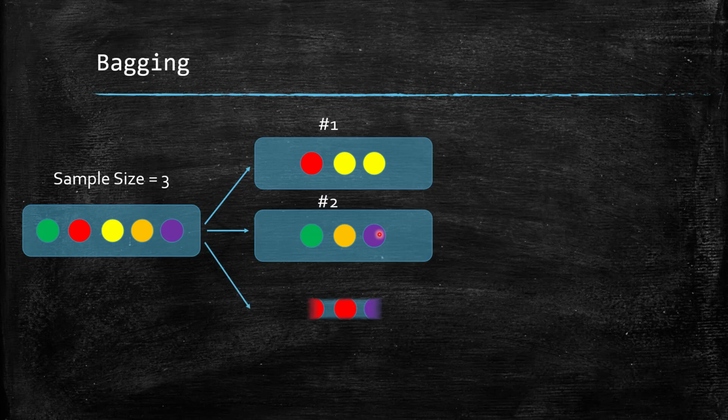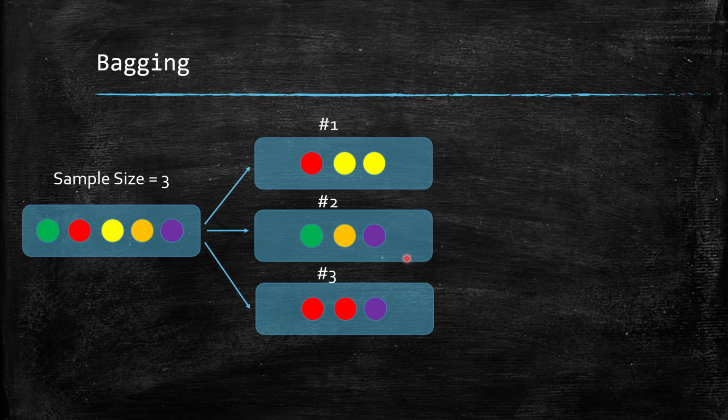Or again we can have something like this one, or two red and one violet over here. So similarly from here as well. This is the basic idea behind sampling with replacement. Now we can create multiple training sets based on our need.